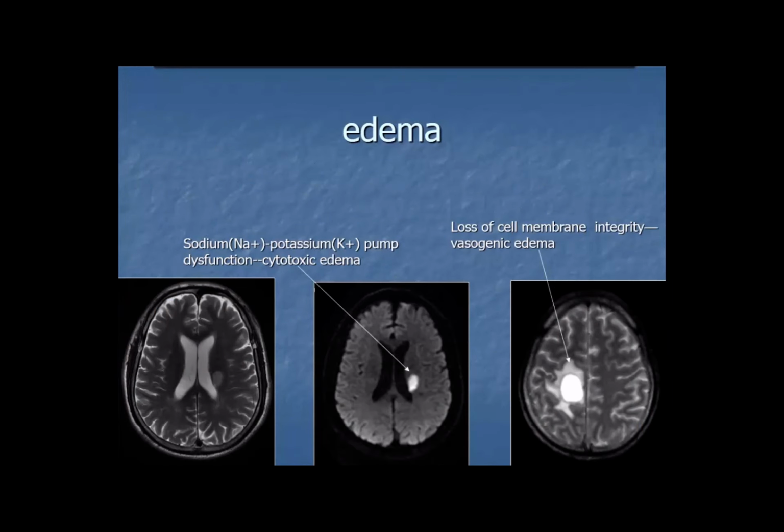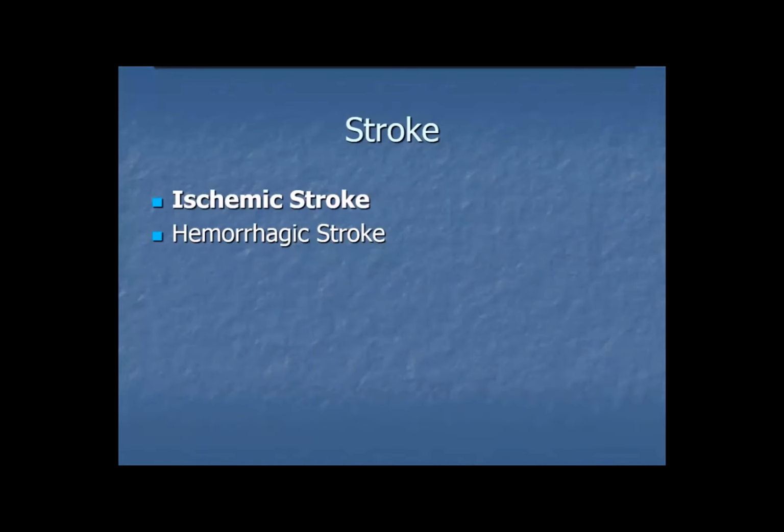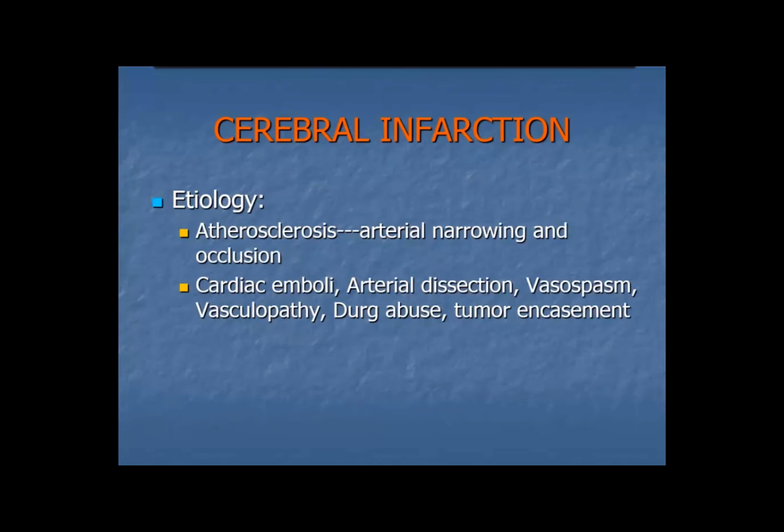This is a DWI image. If there is sodium and potassium pump dysfunction, the cytotoxic edema is formed. This is the vasogenic edema. It results from the loss of cell membrane integrity. The stroke includes ischemic stroke and hemorrhagic stroke. The cerebral infarctions, the etiology: atherosclerosis, arterial narrowing and occlusion, the cardiac emboli, the arterial dissection and vasospasm, and vasculopathy, the drug abuse and the tumor encasement.